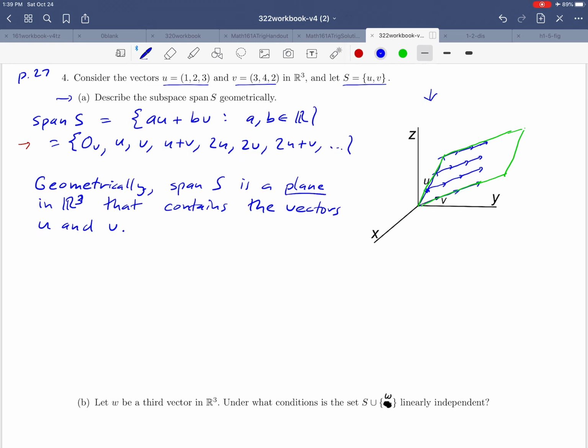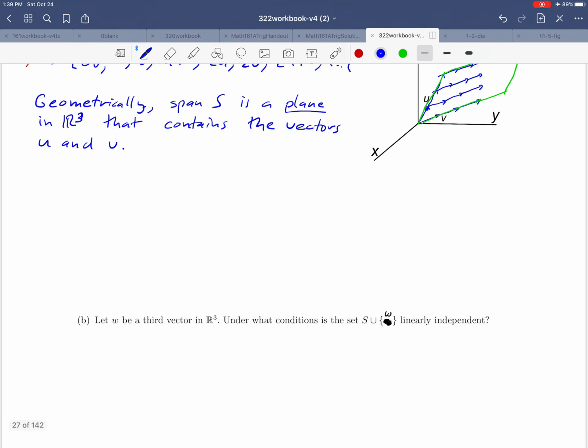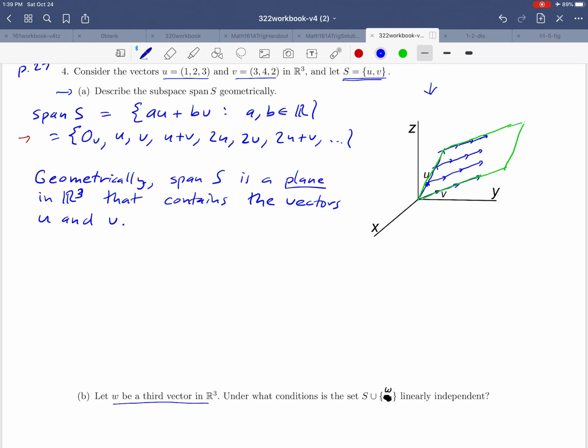It just gives us a geometric idea of what we're talking about here. Onward to part B, and this asks us the question that's going to ultimately lead us to the theorem on the next page. Let's imagine that we have a third vector w in R3, and they're asking us under what conditions would the set S union with w be linearly independent? It's like asking if we take the set S, which has just the vectors u and v in it, and we throw in a third vector w, under what circumstances is that new set going to be linearly independent?